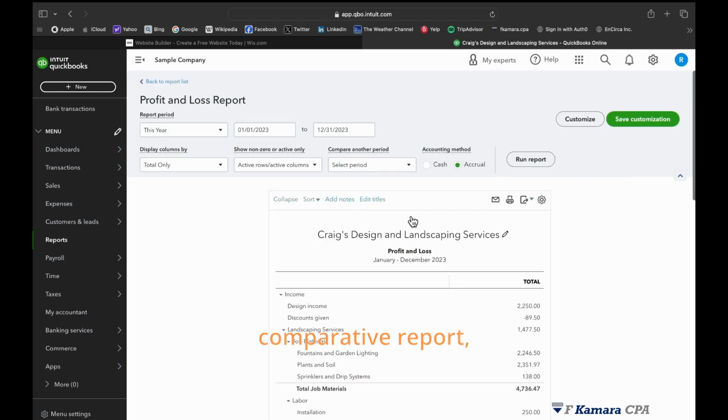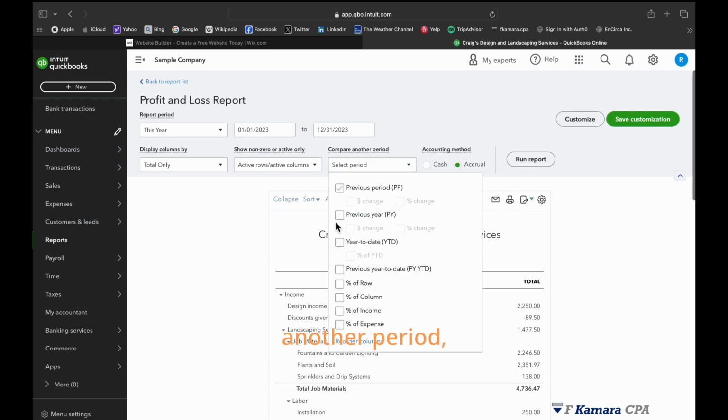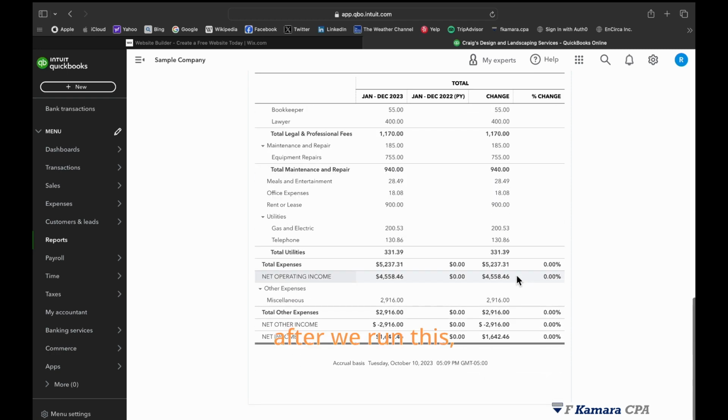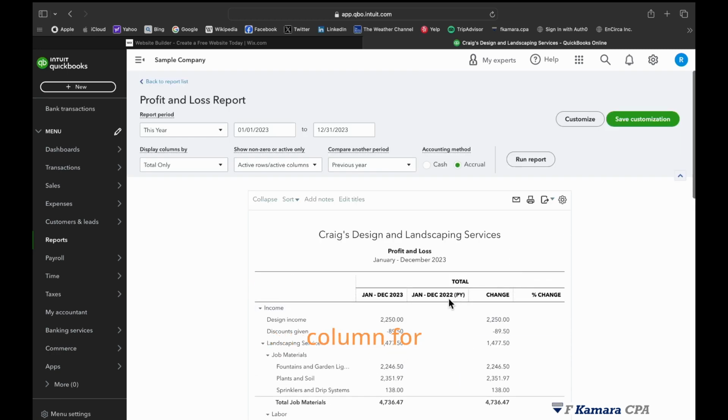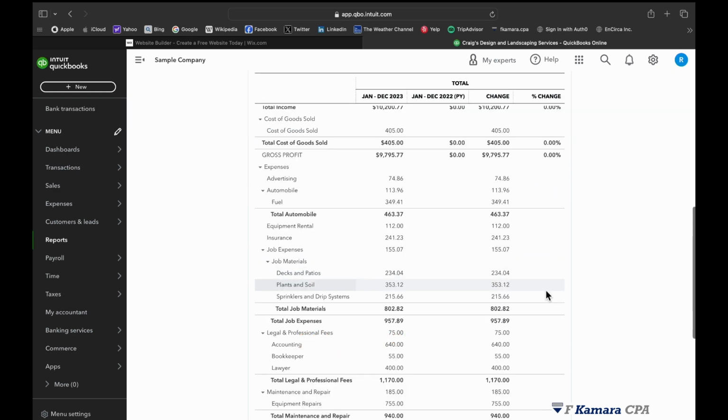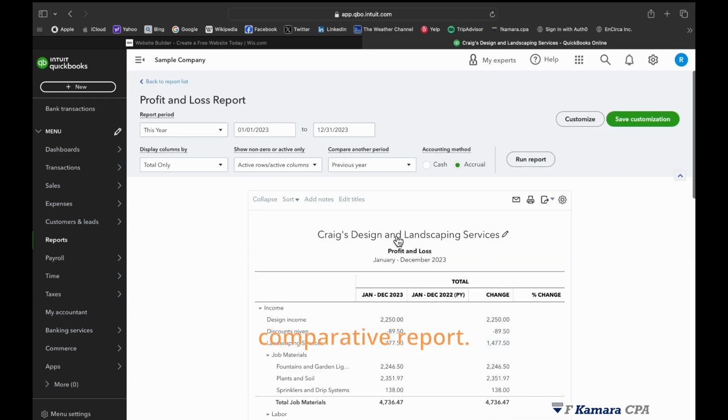To run a comparative report, once we've run the profit and loss, we can then select compare to another period, let's say the previous year. So we can select the dollar change and the percentage change as well. Once we finish, we can click out of it, click run. So you see now, after we've run this, you can see the column for prior period and the change in dollars. Okay, so that's how to run a comparative report.